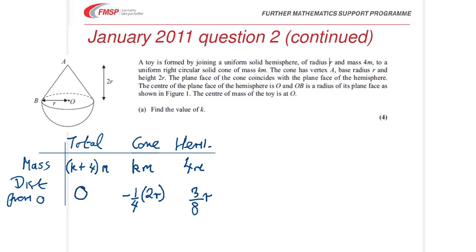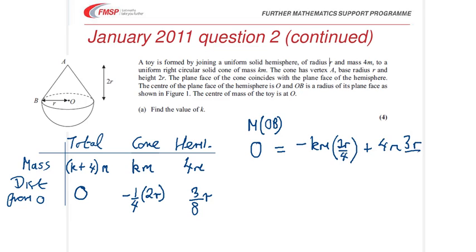Now we take moments about O, or about the line OB, and 0 for the total mass at the centre of mass is minus km times 2r over 4, plus 4m times 3r over 8. And all we've got to do now is tidy that up. The m's cancel, and it gives us k equals 3. Take a moment to check that. That's the first part done. On we go.